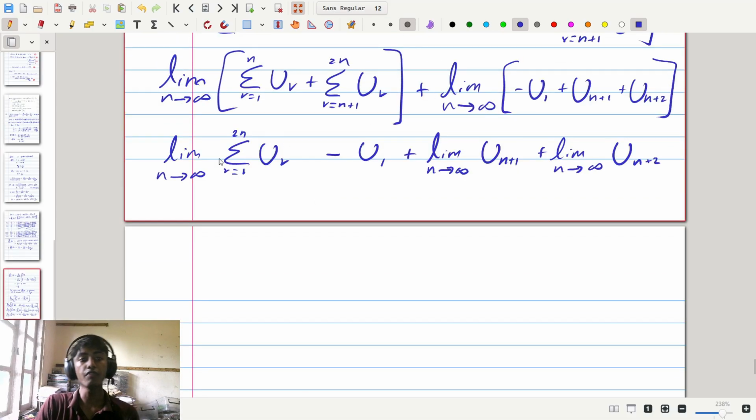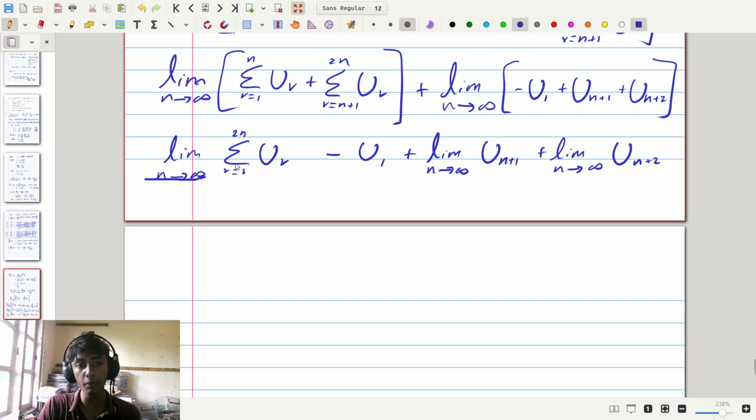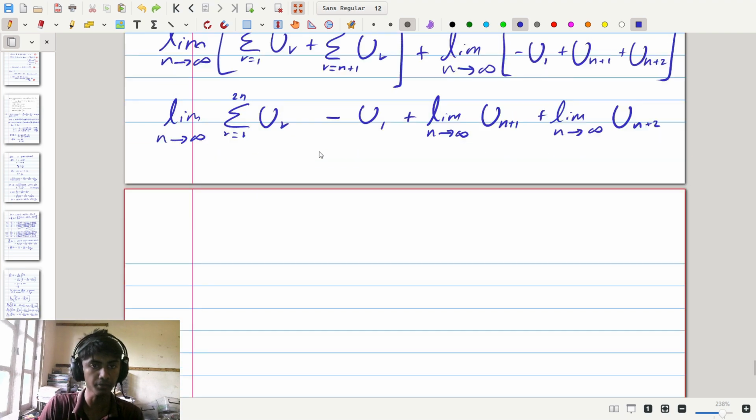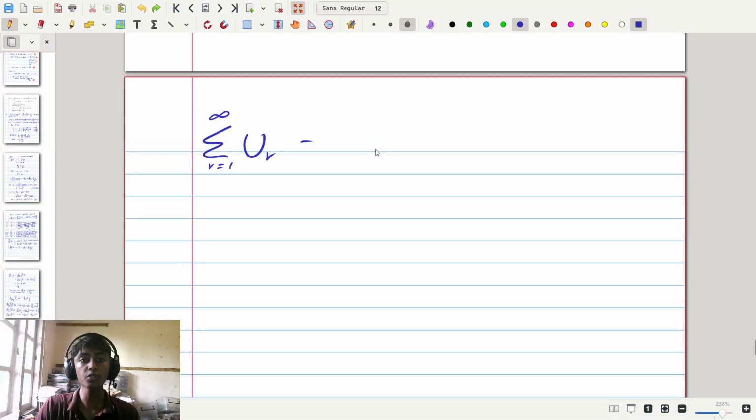Now considering these, the very first term here is equal to the sum from r equals 1 up to infinity of u of r. The reason is that as n approaches infinity, 2n and n both approach infinity, and therefore taking the sum from r equals 1 up to n or r equals 1 up to 2n is the same thing. Now the second term here is the value of u of r when r is equal to 1, which is going to be equal to 1 plus 5 divided by 1 plus 1, times 1 plus 2, times 1 plus 3.